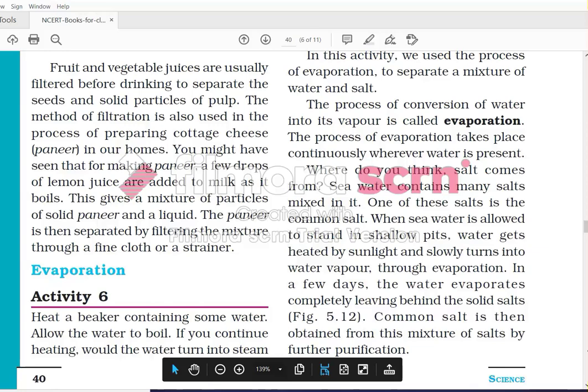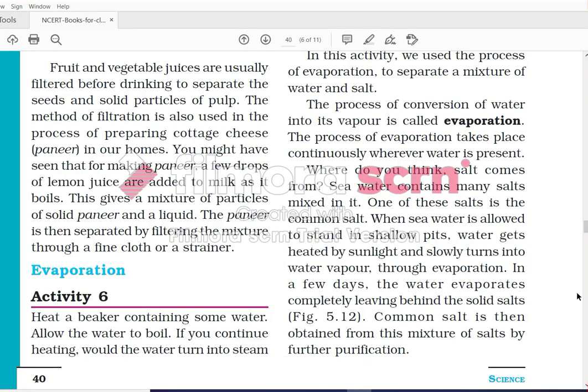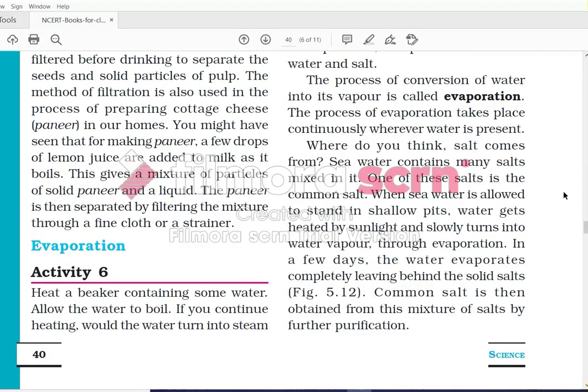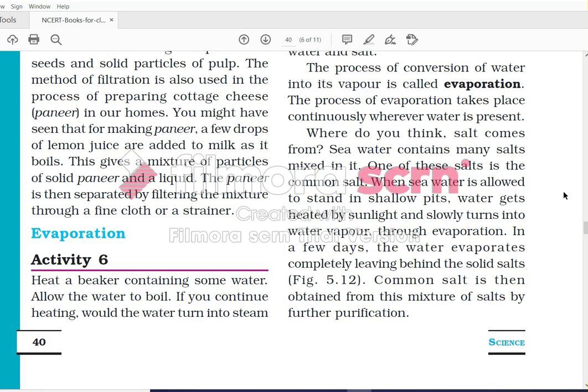This is the process of evaporation to separate a mixture of water and salt. This activity denotes evaporation. The process of conversion of water into its vapor is called evaporation. The process of evaporation takes place continuously whenever water is present.